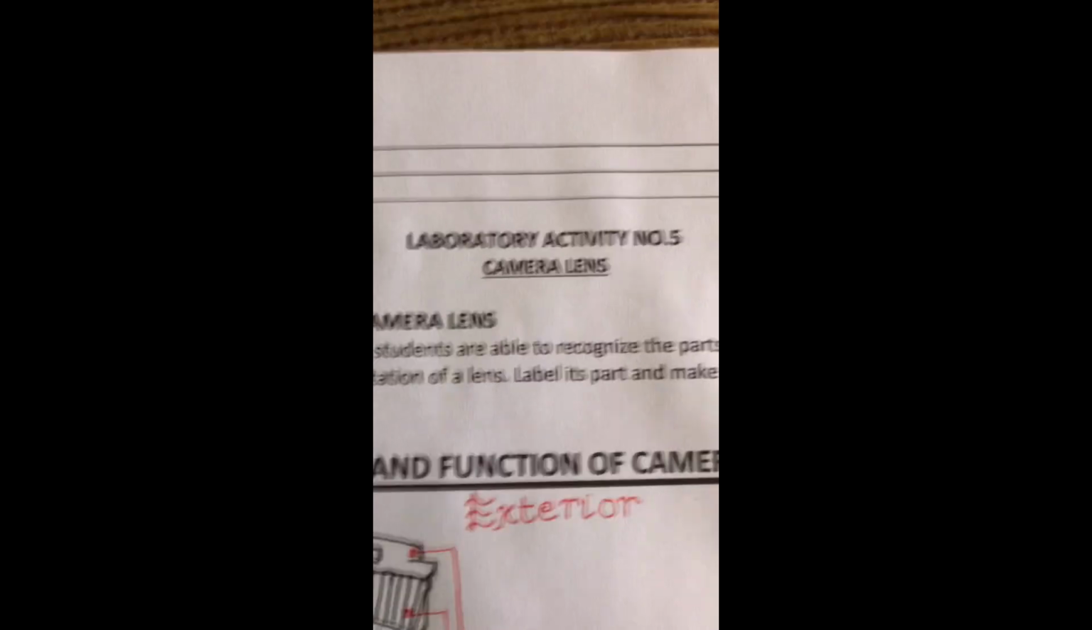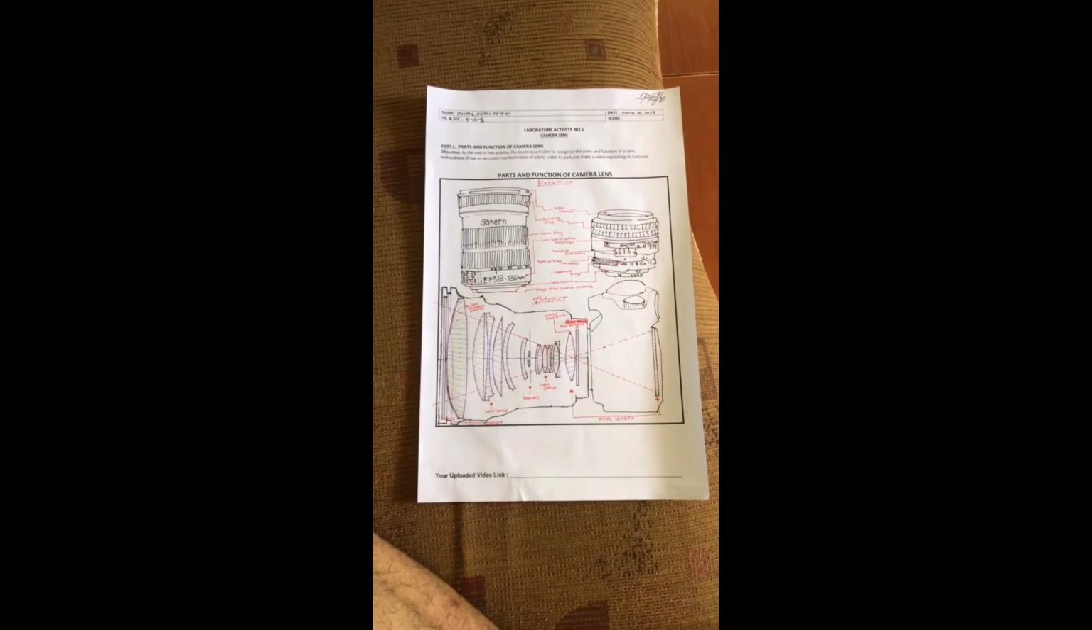Anyways, laboratory activity number 5, the parts and function of camera lens.